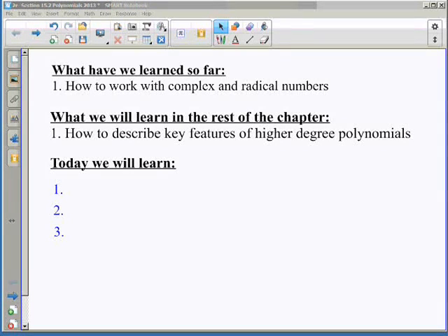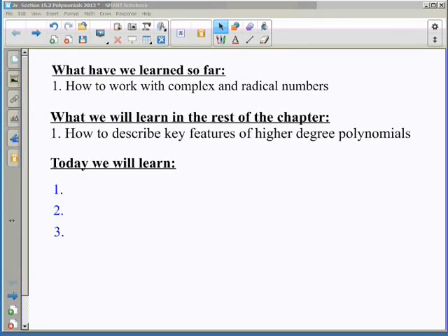Hello and welcome to our second lesson on polynomials. And what we've learned so far is how to work with complex and radical numbers. It's a review from earlier. Today we're going to, and actually the rest of the chapter, learn about a family of functions called polynomials.